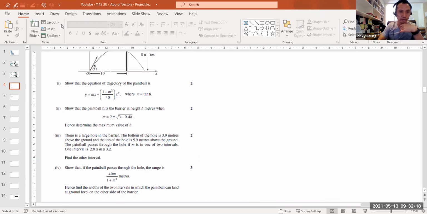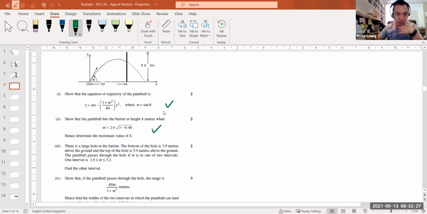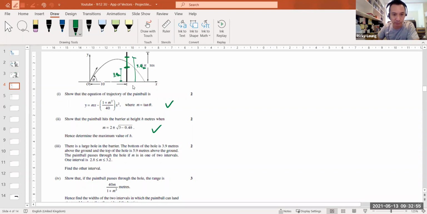Okay. So we've done this one, done this one. Now there is a large hole in the barrier. The bottom of the hole is, so picture, this is the barrier that it goes through. So the bottom of the hole is 3.9 meters, from here to here. Top of the hole, 5.9 meters. And the whole wall itself is 8 meters.